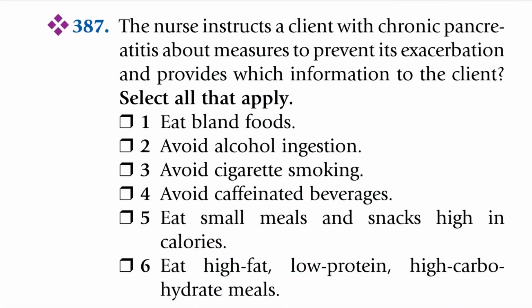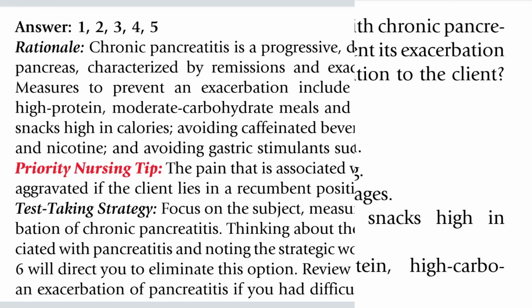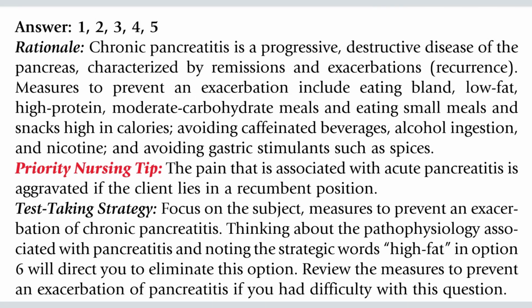387. The nurse instructs a client with chronic pancreatitis about measures to prevent its exacerbation and provides which information to the client? Select all that apply. 1. Eat bland foods. 2. Avoid alcohol ingestion. 3. Avoid cigarette smoking. 4. Avoid caffeinated beverages. 5. Eat small meals and snacks high in calories. 6. Eat high-fat, low-protein, high-carbohydrate meals. Answer: 1, 2, 3, 4, 5.